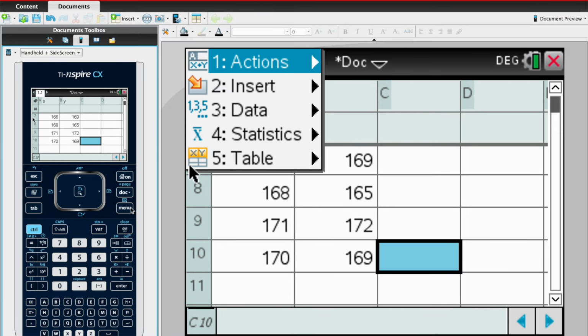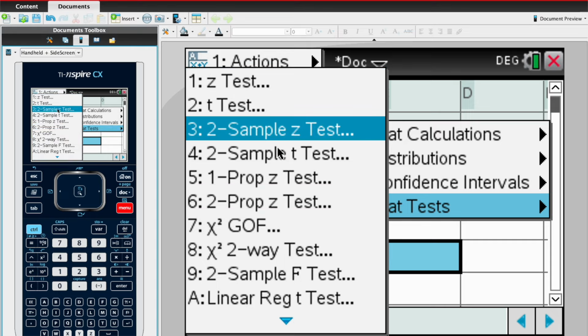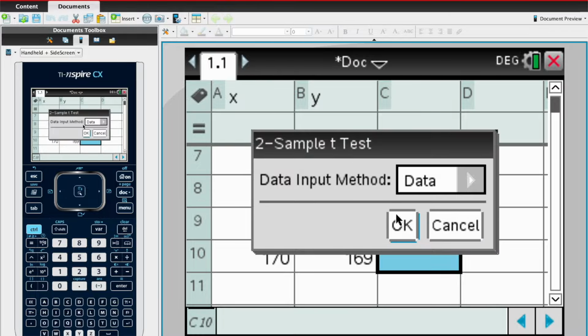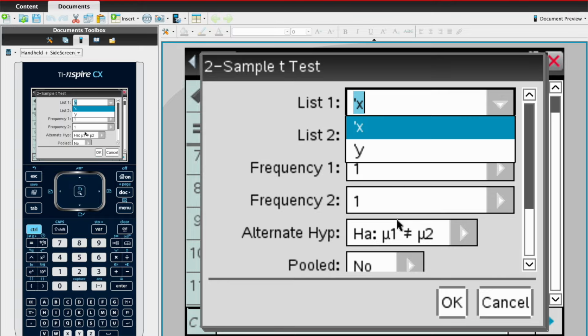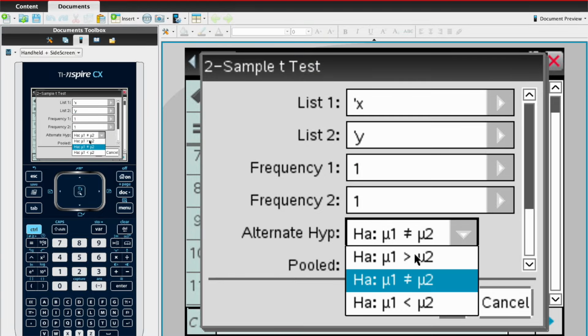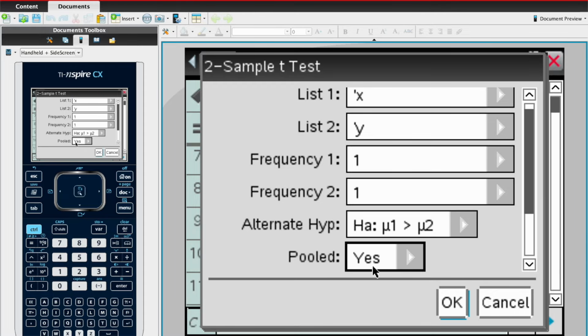Let's go menu, statistics, stat tests. In this case, we've got two samples: a sample of Latvian women and a sample of Dutch women. List 1, we put in the X. List 2, we put in the Y. No frequencies. We said that mu1 was greater than mu2, that is to say Latvian women are taller than Dutch women. And then pooled: for all IB questions, pooled is yes. You won't lose all your marks, but you'll lose, I think, 1 or 2 or so. It's a common enough error that IB actually plans for it, but pooled is yes, always yes. It's easy to remember.